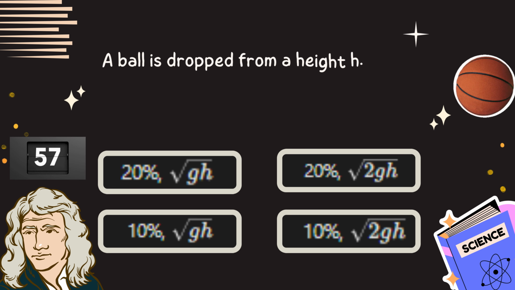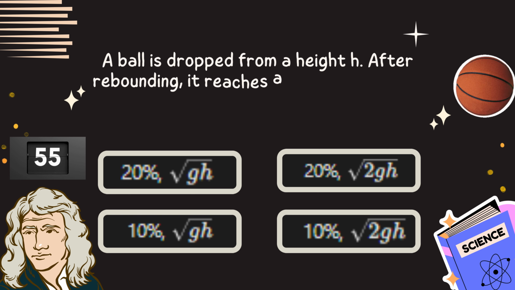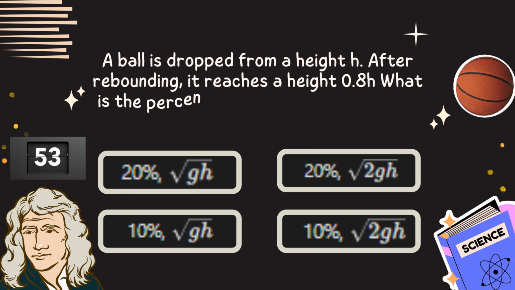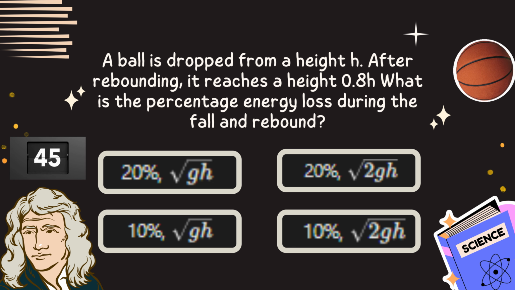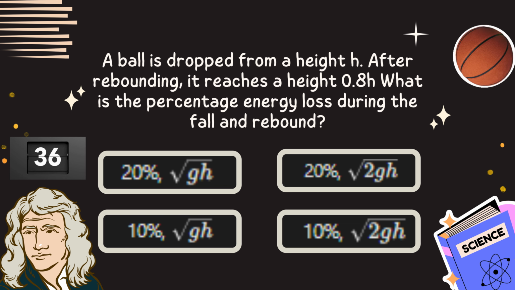A ball is dropped from a height h. After rebounding, it reaches a height 0.8h. What is the percentage energy loss during the fall and rebound? Options are 20%, square root of gravity height; 20%, square root of 2 gravity height; 10%, square root of gravity height; and 10%, square root of 2 gravity height.